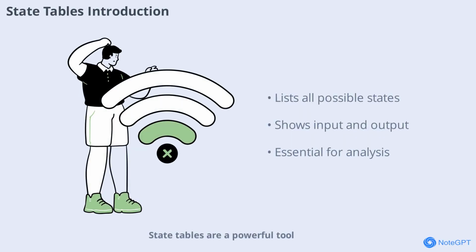State tables are a powerful tool for representing the behavior of sequential circuits. They list all possible states of the circuit, the inputs, and the resulting next states and outputs. By organizing this information in a table, designers can easily visualize how the circuit responds to different input combinations. State tables are especially useful for complex circuits with multiple flip-flops and inputs, providing a clear roadmap for analysis and design.